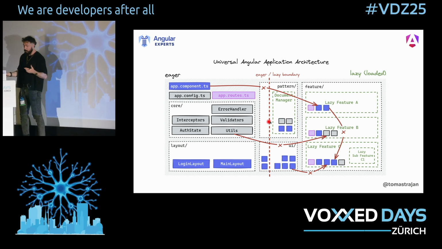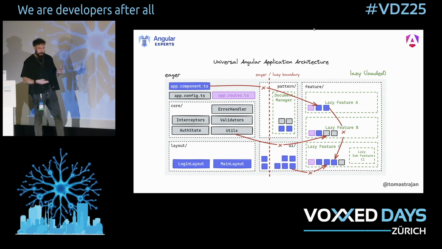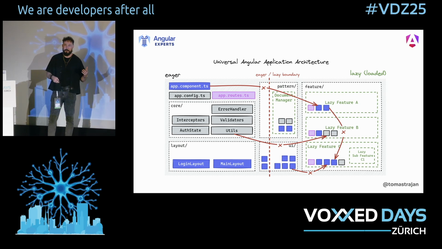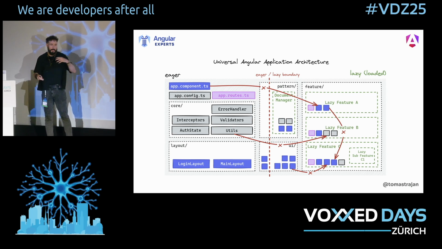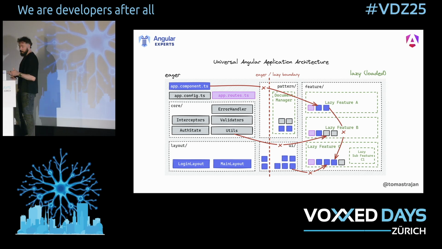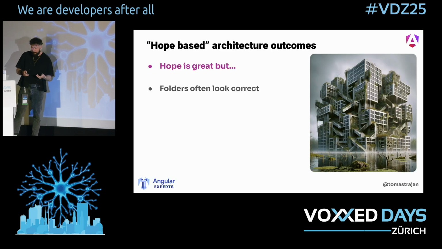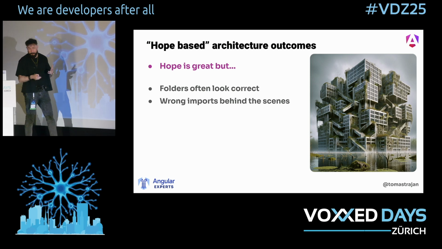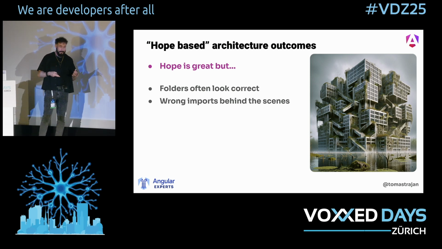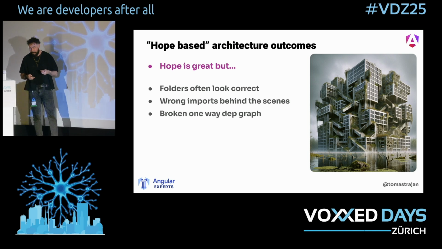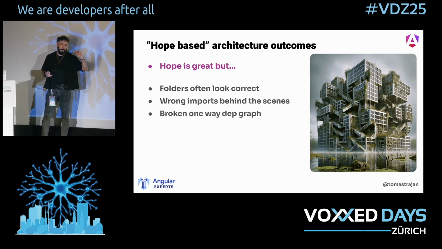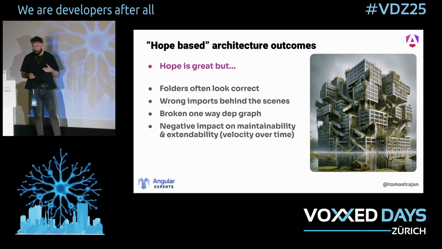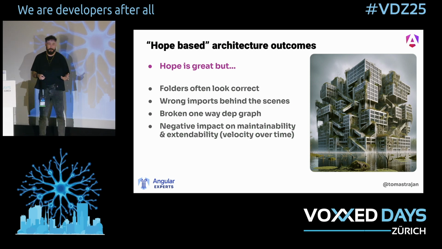And preferably, we also want these features to not consume from each other. We want to keep them as isolated as possible for all these isolation guarantees, and even things like extracting the whole feature into a library to share it between multiple applications, or deleting it outright and rewriting it from scratch, right? So we would like to prevent all of those, because those are never really correct. So hope is great, but folders will look correct, while the wrong imports do make their way into the code base, usually behind the scenes. So we break the one-way dependency graph, so that's between the eager and the lazy, right? And this will have a negative impact on the maintainability and extendability.